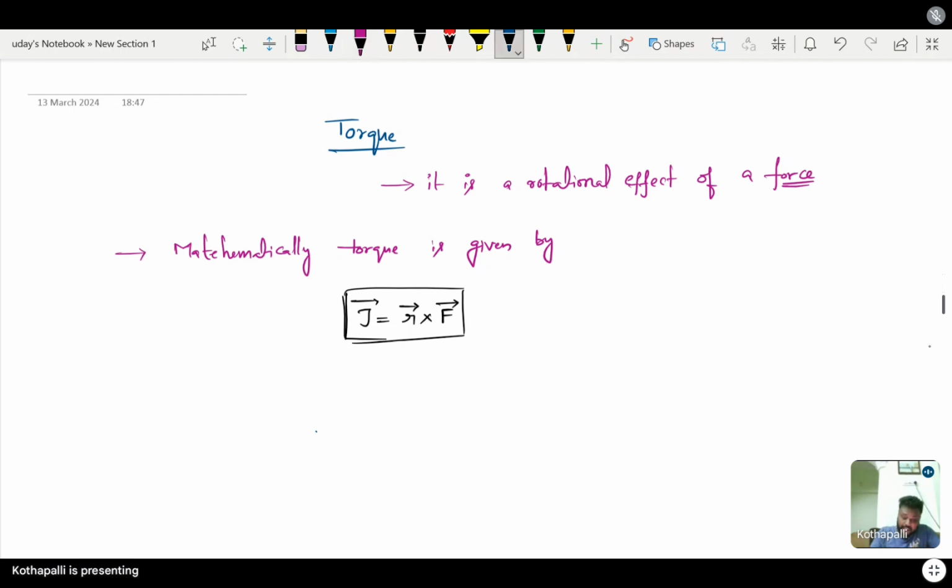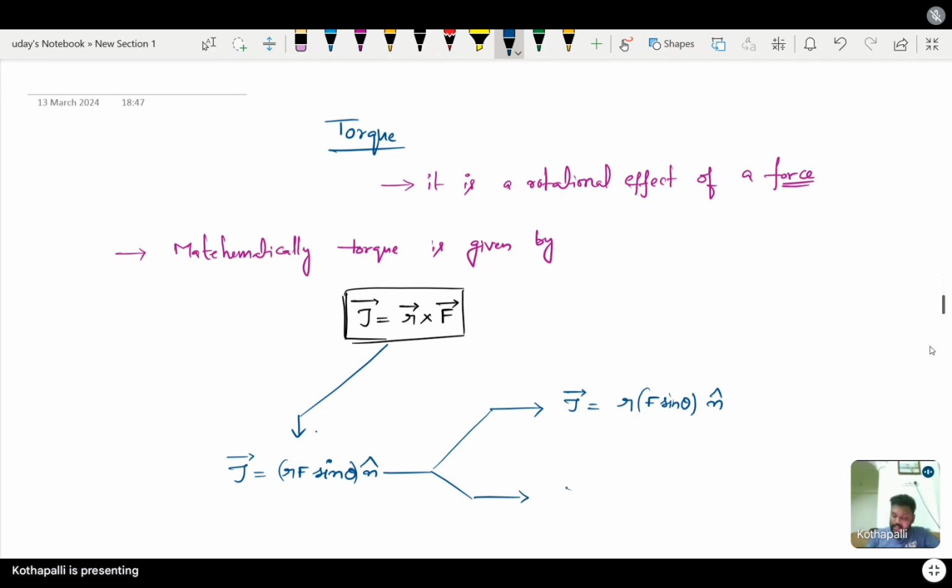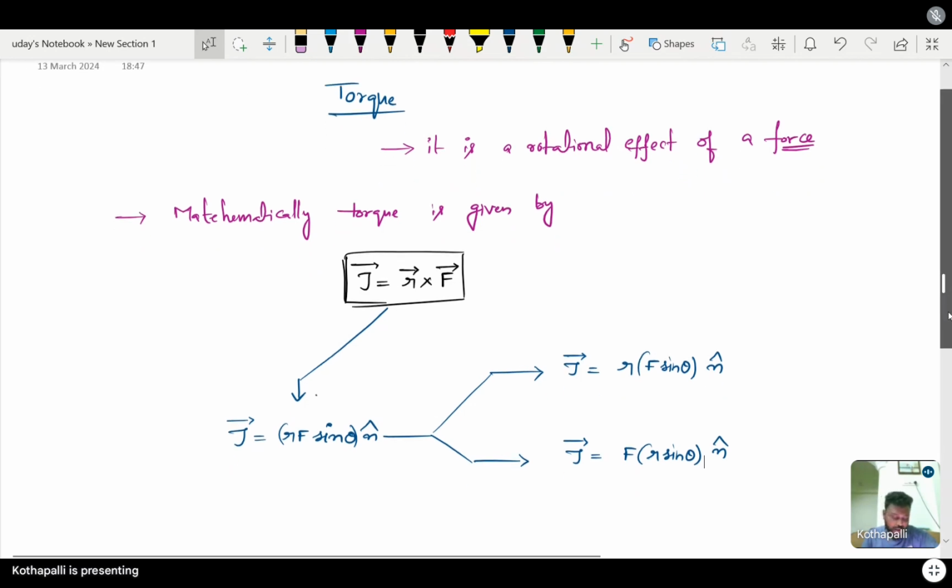Okay. So as we already know, we can express this as torque equals R F sin theta n cap. So in this, again, two expressions are possible. What are those? Torque is equal to R F sin theta n cap, and we can also write torque vector is equal to F into R sin theta n cap. Got it?